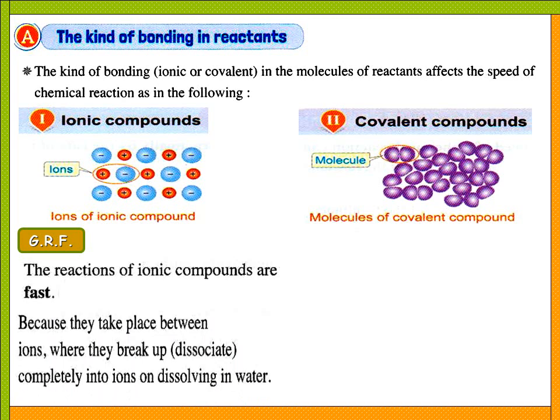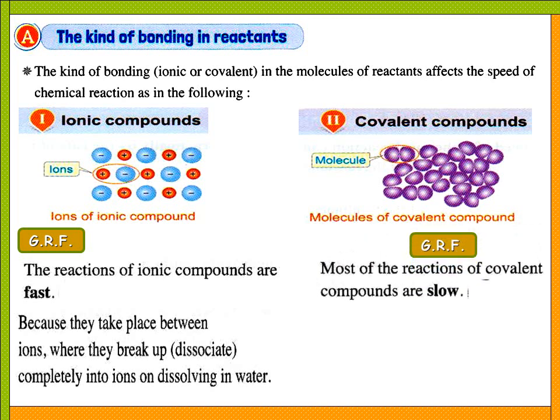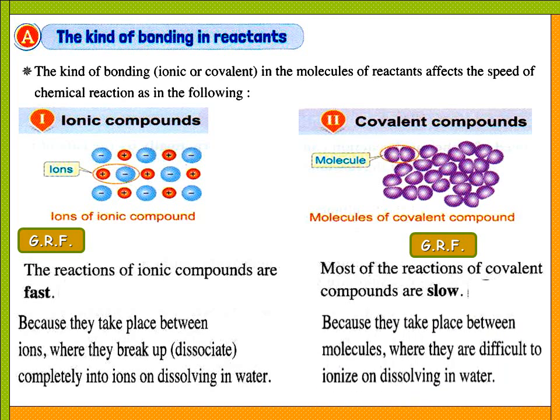We have the first one here. Reactions of ionic compounds are fast as the reaction takes place between the ions, where they break up or dissociate completely into ions on dissolving in water. But most reactions of covalent compounds are slow. Why? Because they take place between molecules where they are difficult to ionize on dissolving in water, so the reaction takes a long time and it will be slow.